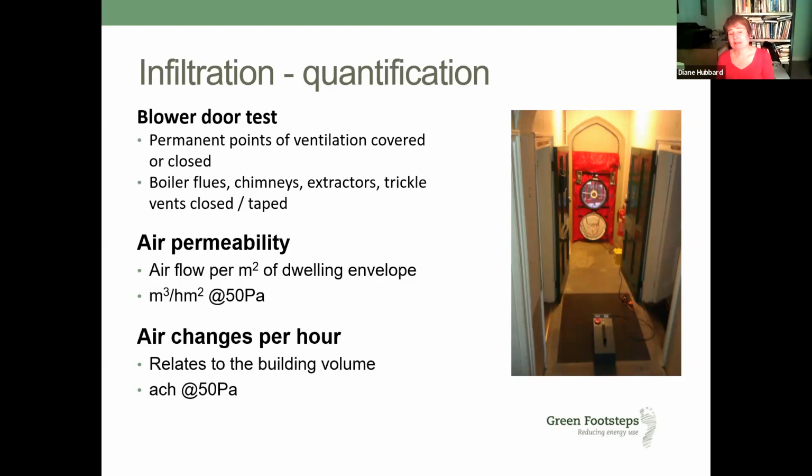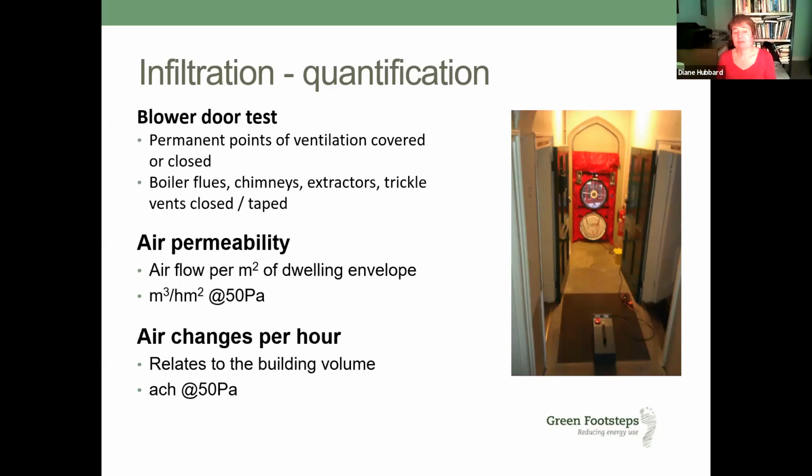Air permeability is the flow rate that the fan actually has to create to maintain a pressure difference. So the easiest way of thinking about it is looking at the units. So we've got this fan that is moving air in meters cubed per hour, and we're trying to maintain a pressure difference between inside and outside the building. In the UK, the standard pressure is 50 pascals pressure difference. Now that pressure difference equates to the equivalent of sort of a 20 to 30 mile an hour wind.